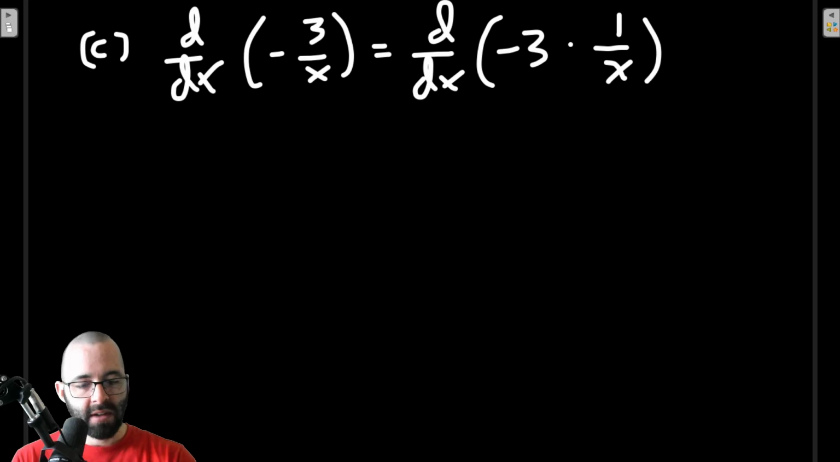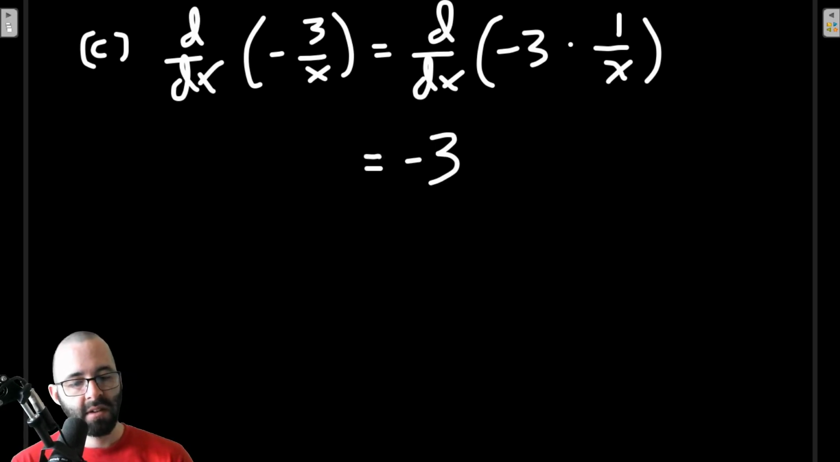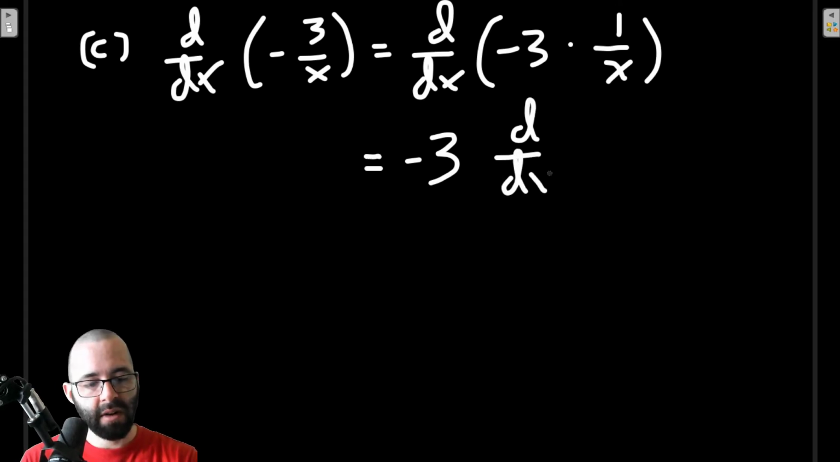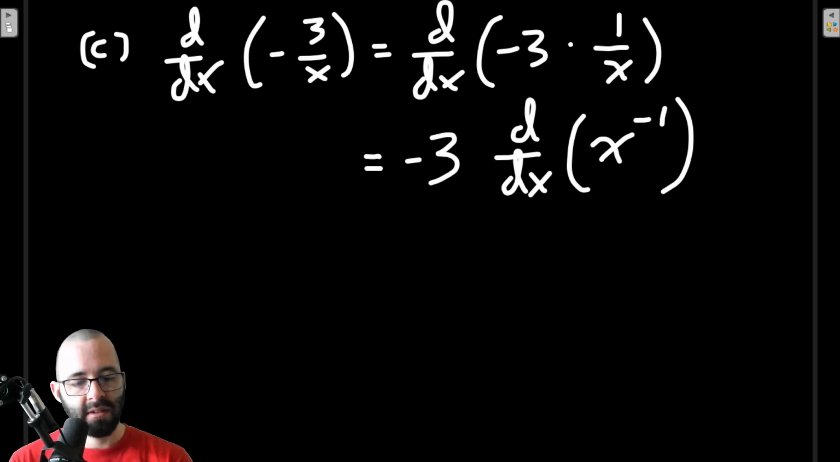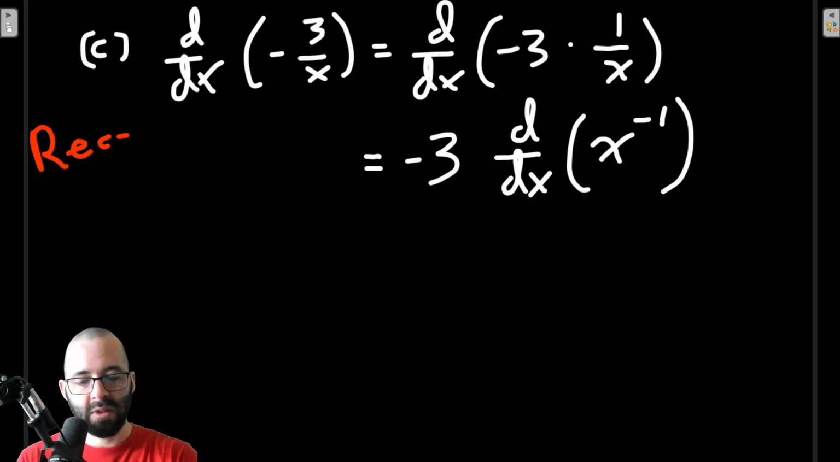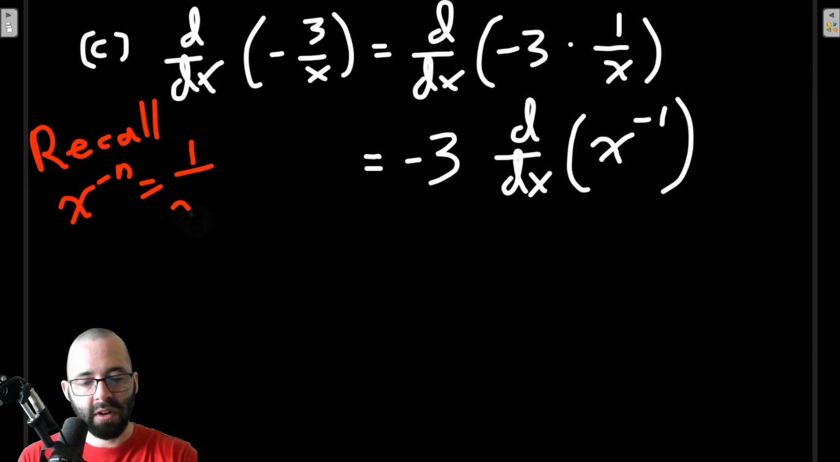Well, the negative 3 comes out in front. That's a constant being multiplied. That's our k. And what are we left with? The derivative of 1 over x. Let's rewrite 1 over x as x to the negative first power. Remember, negative exponent means reciprocal. If I have x to the negative n, that's 1 over x to the positive n.